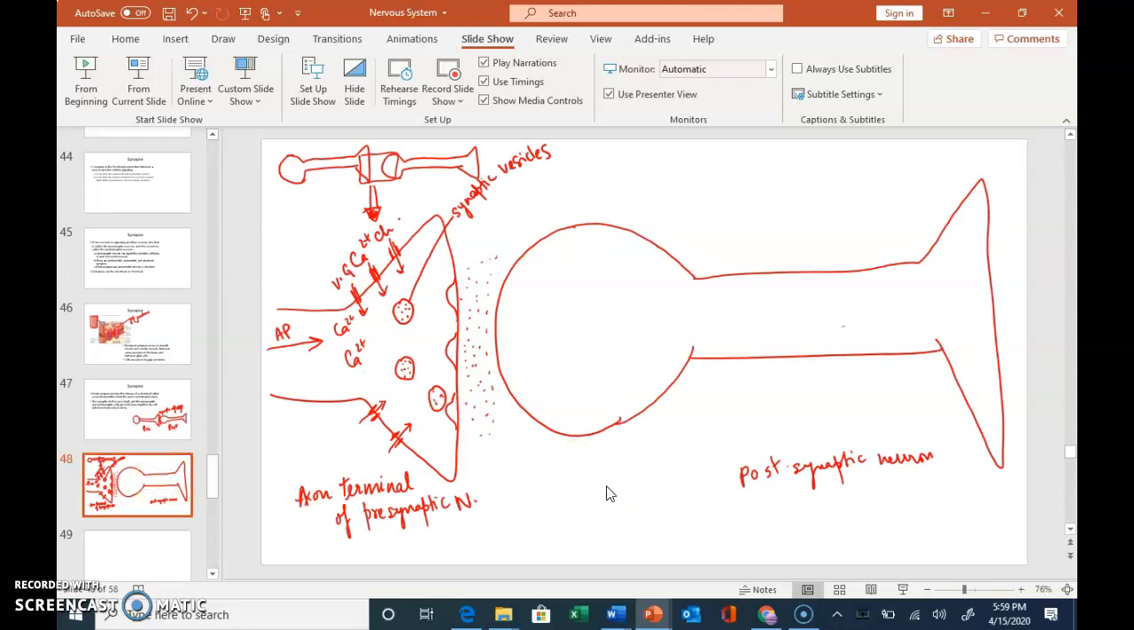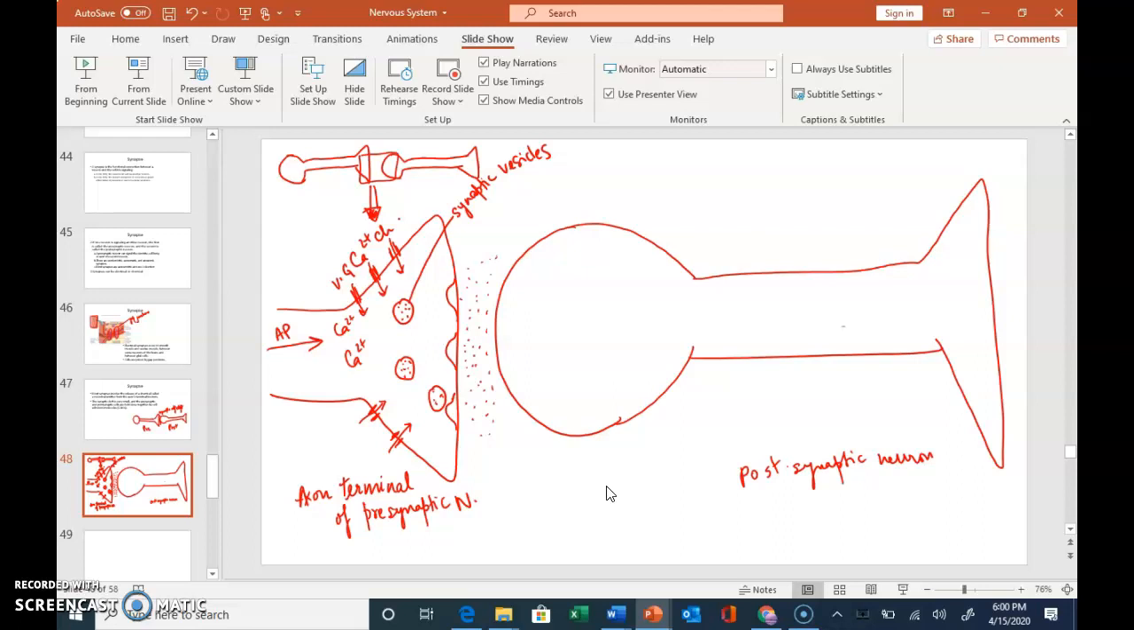Okay. So one more time. We do see the axon terminal of a presynaptic neuron, and we also see a postsynaptic neuron. As action potential reaches the axon terminal of a presynaptic neuron, voltage-gated calcium channels open up and calcium rushes into the cell. Calcium causes the synaptic vesicles to fuse with the presynaptic membrane and exocytose neurotransmitter in the synaptic cleft. So now we have this neurotransmitter floating in the synaptic cleft.